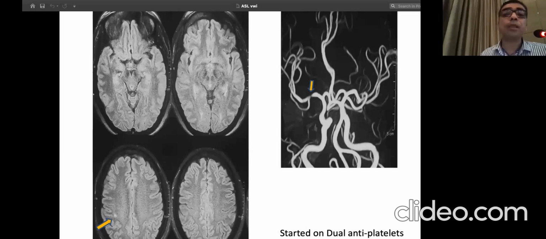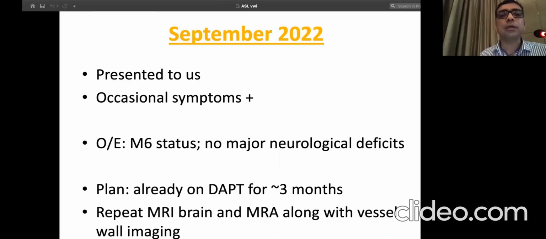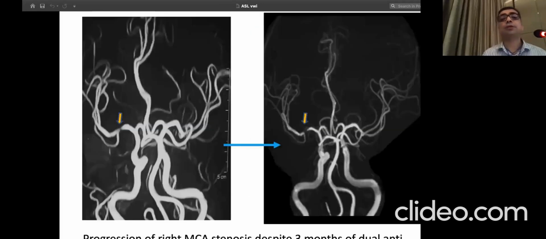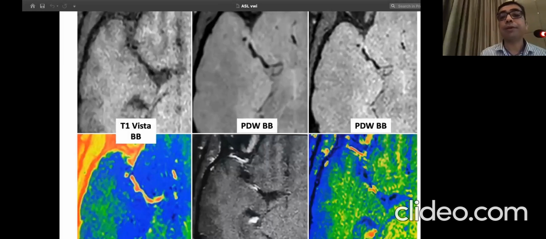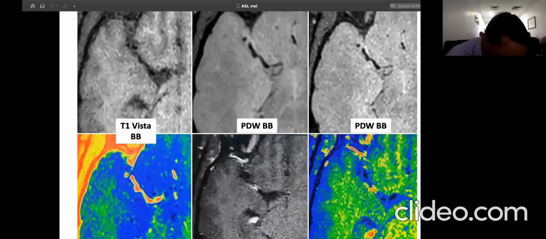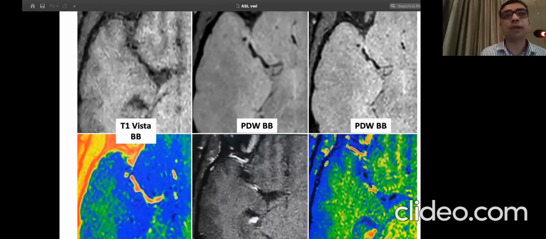Then we evaluated this and said, let's do vessel wall imaging. We repeated it. This was the previous MR angio, and this is the MR angio done with us, both done on a 3T. And we repeated the vessel wall imaging on a sequence. Sorry to disrupt you, for time constraint, if you can finish in the next few minutes. Yeah, this is my last case.